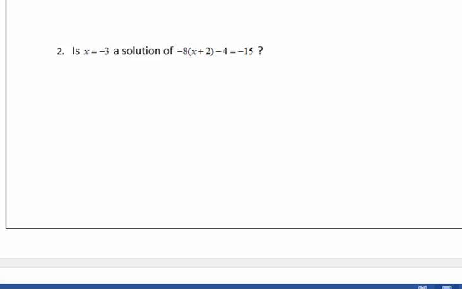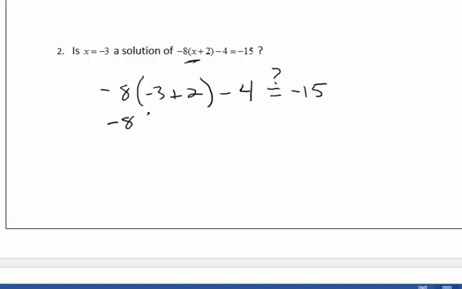Example 2. Okay, same idea. Is negative 3 a solution? So again, all I'm going to do is plug in my value, negative 8, negative 3 plus 2 minus 4. Is that equal to negative 15? In this example, you only plugged it into one spot. There's only one x.